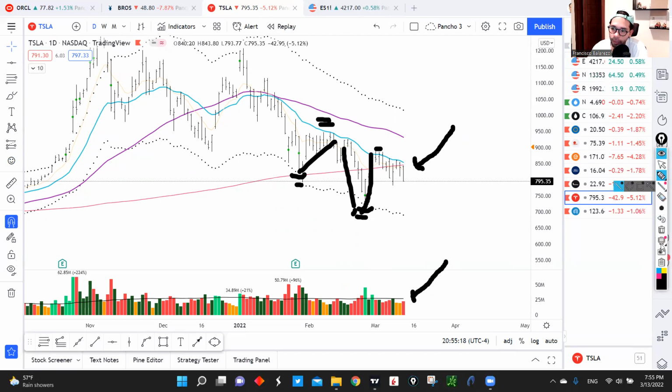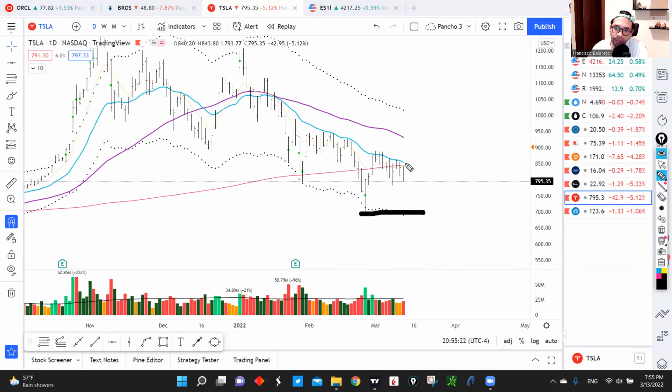And I think there's a high probability that Tesla is going to at least test this low right here, and I think you can use this 200 daily moving average as your covering guide. So as you can see, basically risking 1 in order to make somewhere around 2, and I find that setup to be really, really interesting to the short side.